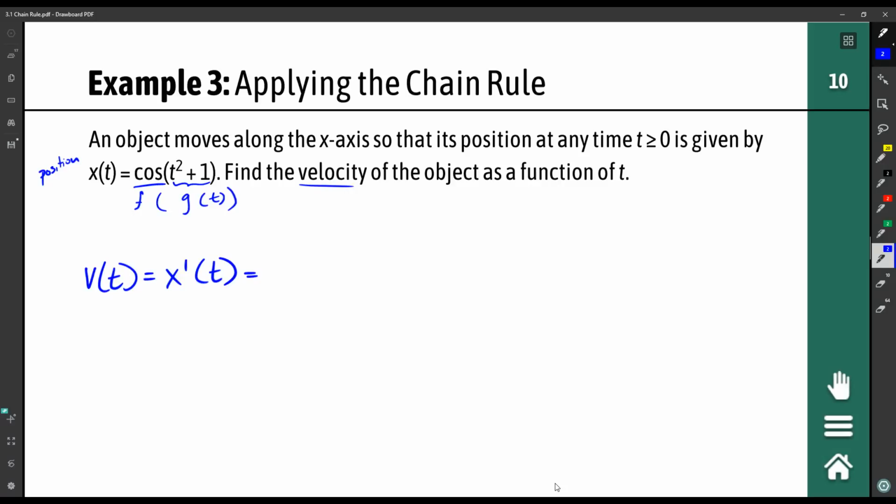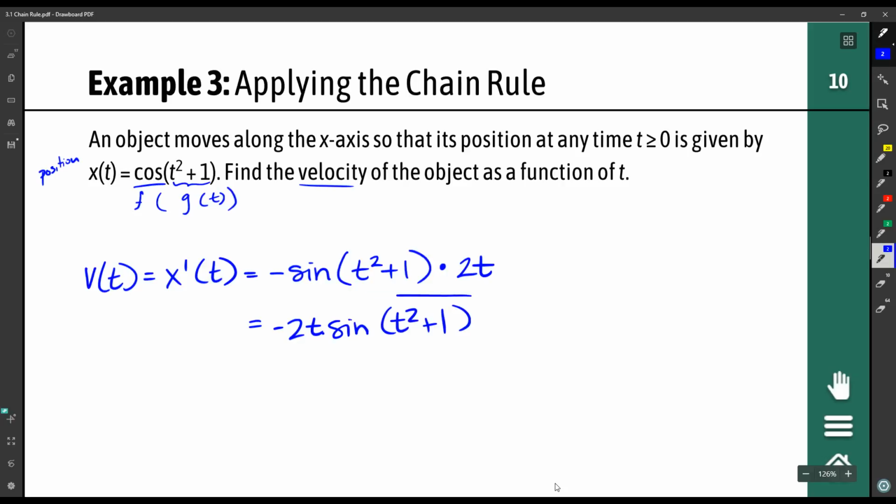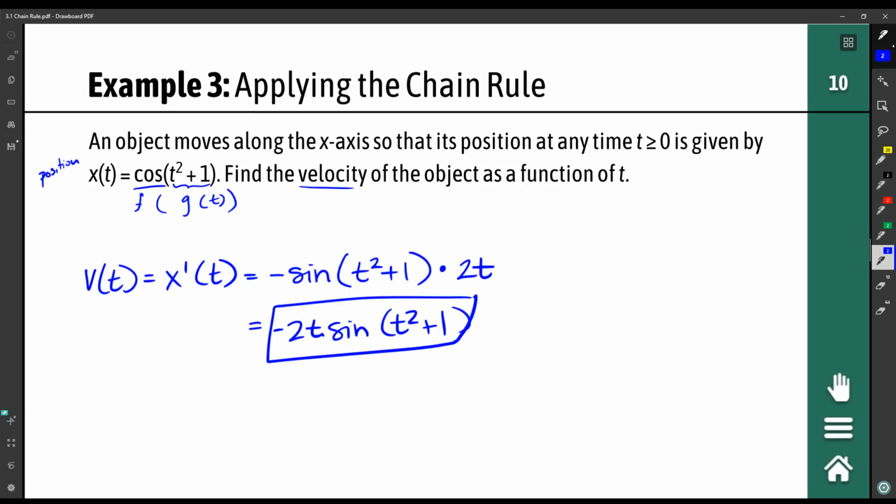So we start with cosine, and the derivative of cosine is negative sine. We're going to evaluate negative sine at the inside function. So we leave the inside function alone. That's negative sine of t squared plus 1 times. Now we look at the innermost function, the t squared plus 1, which we've called g, and we take the derivative of it, and the derivative of t squared plus 1 is 2t. So altogether, this is negative 2t times the sine of t squared plus 1. And there we have it, using the chain rule and finding the derivative of a composite function.